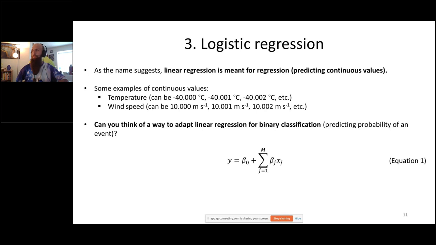So, I already said this in words, but I'll read off the slide just so you hear it in a different way. As the name suggests, linear regression is meant for regression or predicting continuous values. So often in machine learning, we have this dichotomy between regression and classification. When we say regression, regression means the prediction of a continuous value. So some examples of continuous values are temperature and wind speed, because temperature can take on an infinite number of values. It can be -40.000 Celsius.